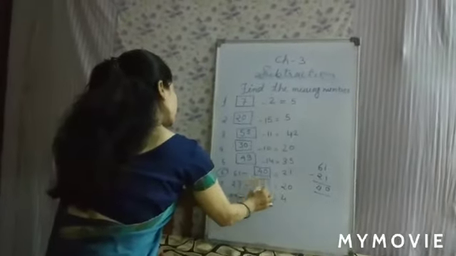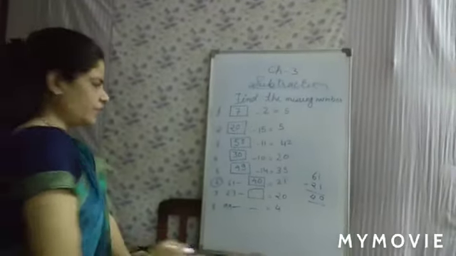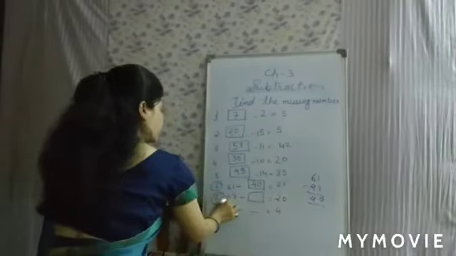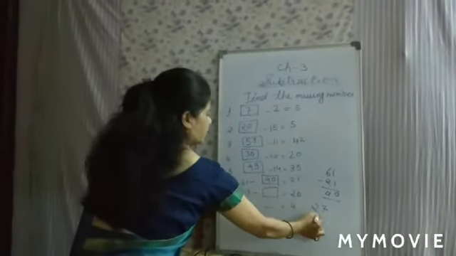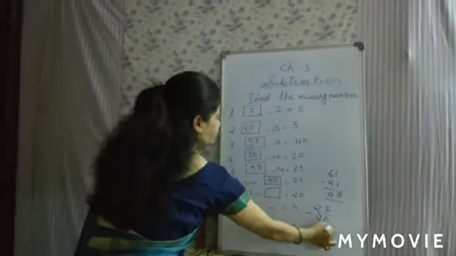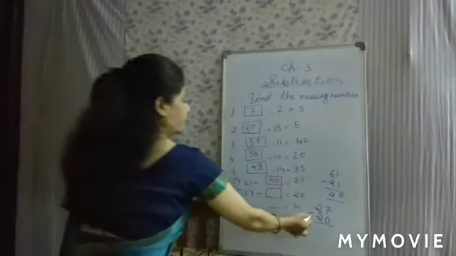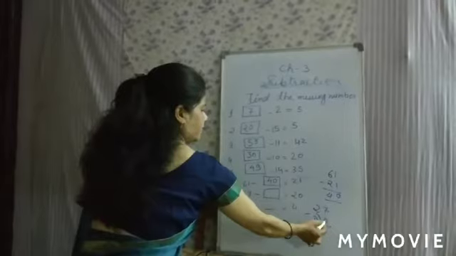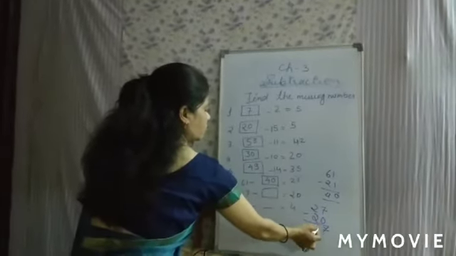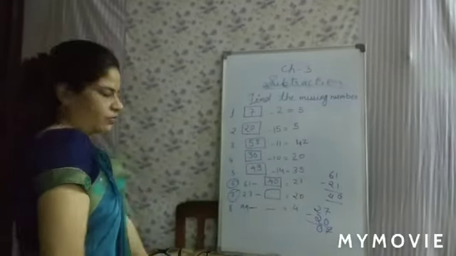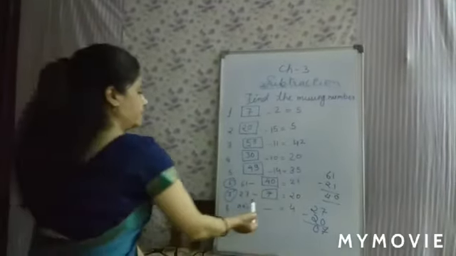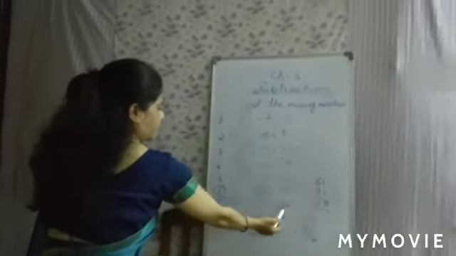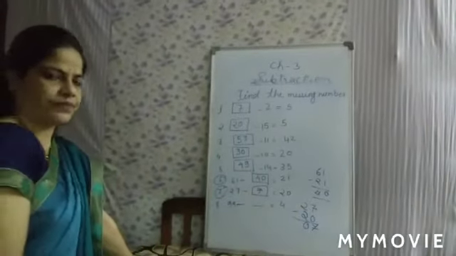In the next question again you have to find the smaller number. So in the 7th question, the bigger number is 27 and the difference is 20. Subtract 20 from 27. 7 minus 0 will be 7 and 2 minus 2 will be 0. What will you get here? 7. Means when we subtract 7 from 27, we will get 20.